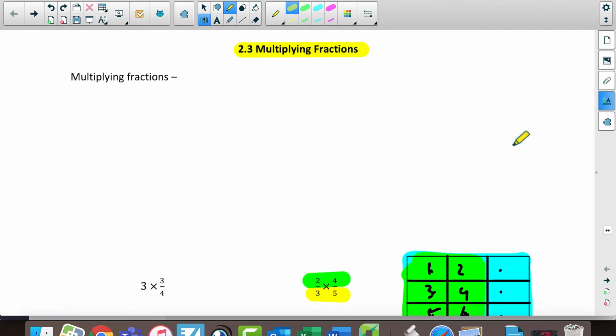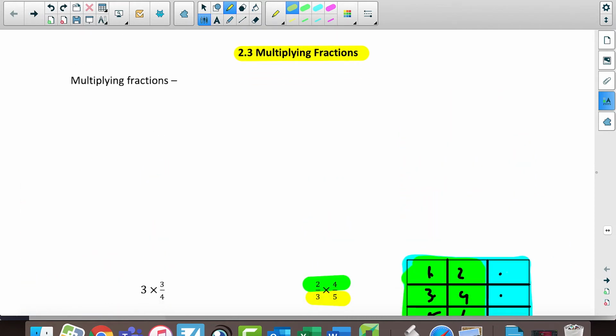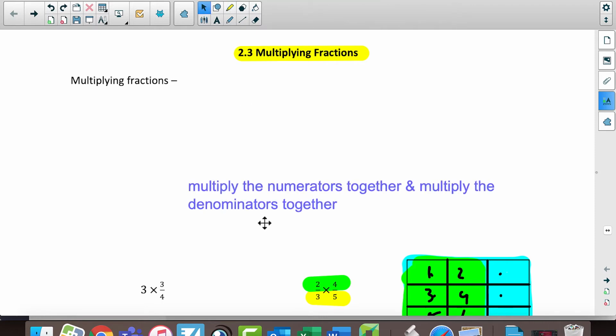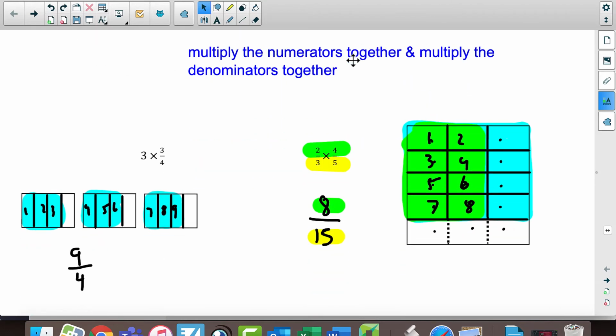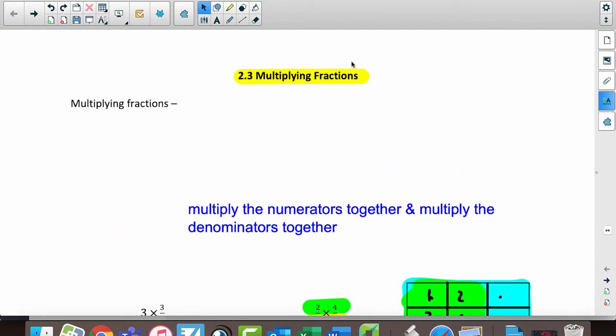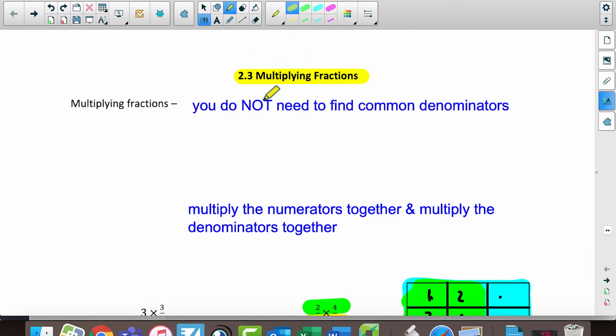So let's go up and write some notes for multiplying fractions. I'm going to start with the final note I have down here, which is you're going to multiply the numerators together, you're going to multiply the denominators together. That's how you multiply fractions. Now, a couple other points. Point 1 is you do not need common denominators. We haven't talked about common denominators yet. We will talk about them when we add and subtract, but you don't need them for multiplying.